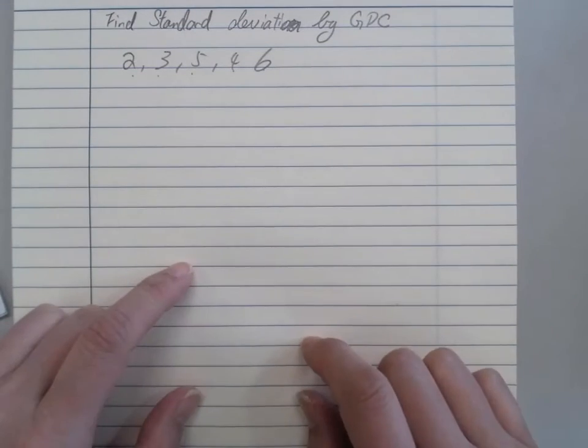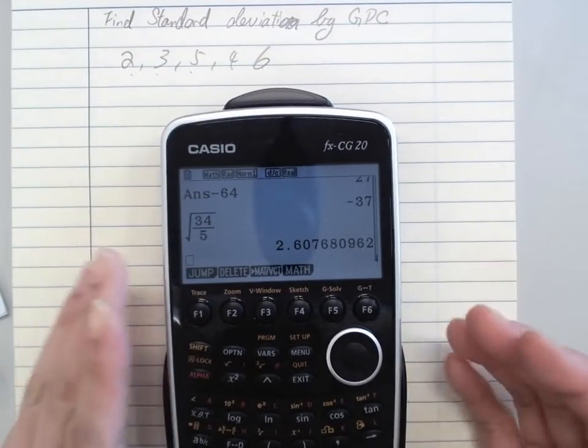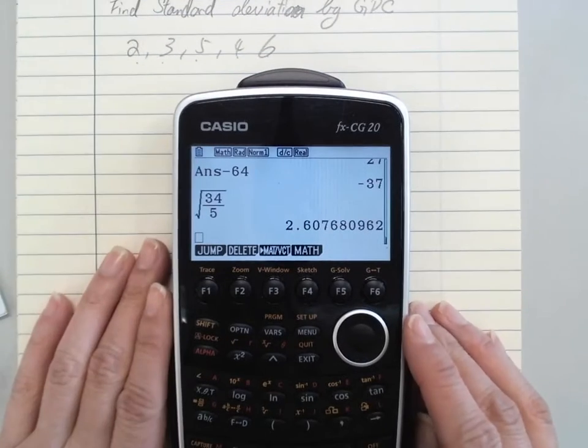Moving on, finding the standard deviation using GDC. We are using the Casio CG20 here as an example. So if you're not using it, sorry, that's not for you. So finding the standard deviation with the given data.